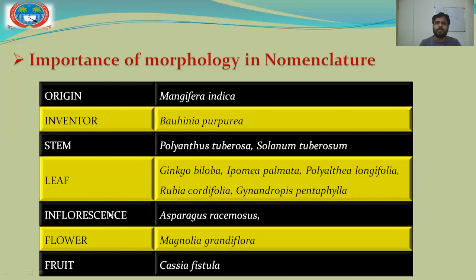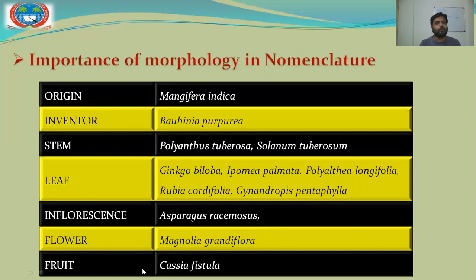Again, inflorescence is also responsible to give the particular name of the plant. For example, Asparagus racemosus. Racemosus means the inflorescence present in the plant is raceme type. That's why the name is given racemosus. Flower characteristics, for example, Magnolia grandiflora. Grandiflora is because the flower is large. It is large in structure. That's why the name is given grandiflora.